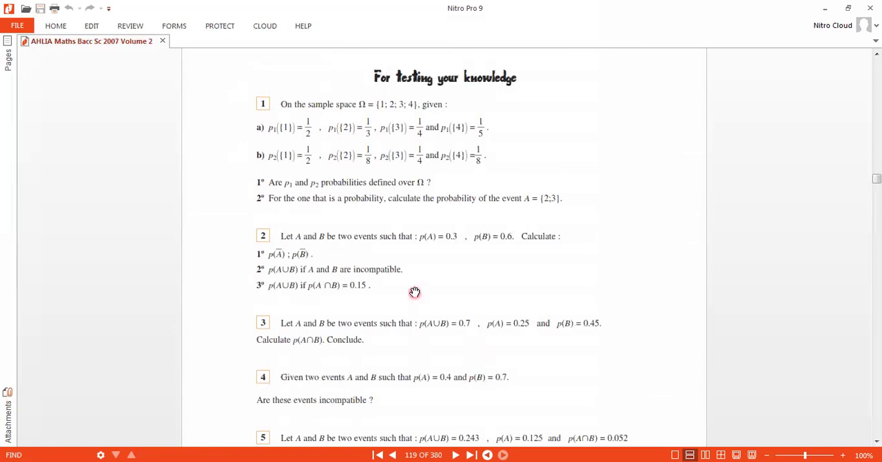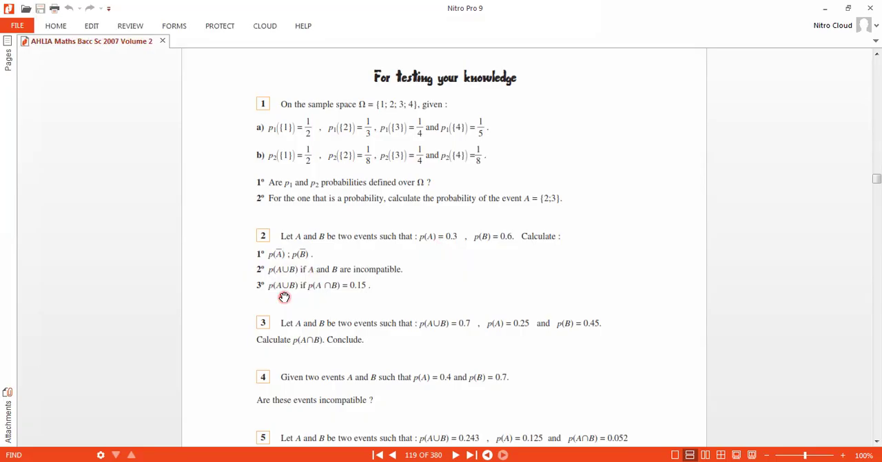Suppose you have two events, probability of A equals 0.3 and probability of B is 0.6. How can I calculate probability of A bar? Probability of A bar is 1 minus probability of A. So 1 minus 0.3 is 0.7. What's probability of B bar? It's 1 minus 0.6, so it's 0.4. They want probability of A union B if A and B are incompatible. What's the meaning of incompatible? Incompatible means that their intersection is zero. We don't have an intersection. So probability of A union B is the probability of A plus probability of B, so it's 0.9.